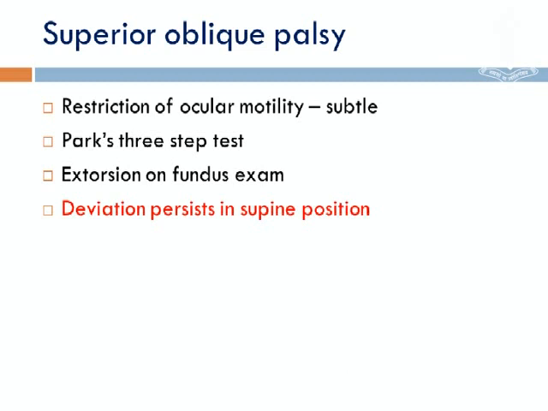So when you see a superior oblique palsy, the restriction of ocular motility is very subtle. The Parks-Bielschowsky test is the only test of diagnostic value, and your fundus examination also gives you a clue on the presence of extortion, that there is a superior oblique palsy present in this eye. Moreover, how do you differentiate? This is one of the conditions where you get vertical diplopia. There are other conditions of vertical diplopia like skew deviation, but here the deviation persists even in the supine position.